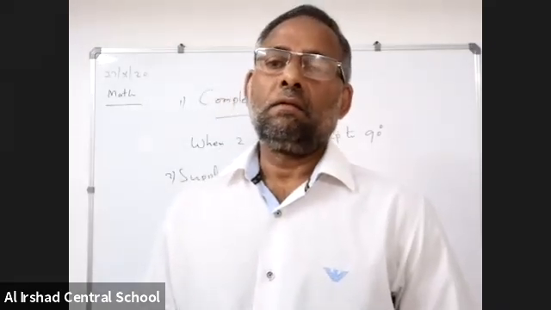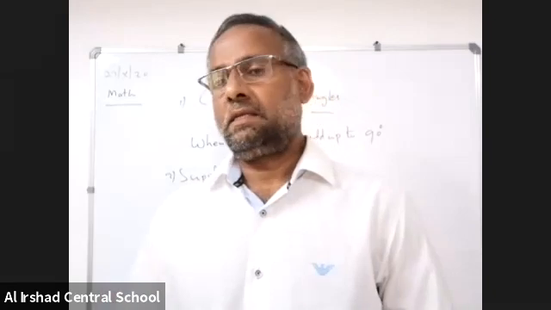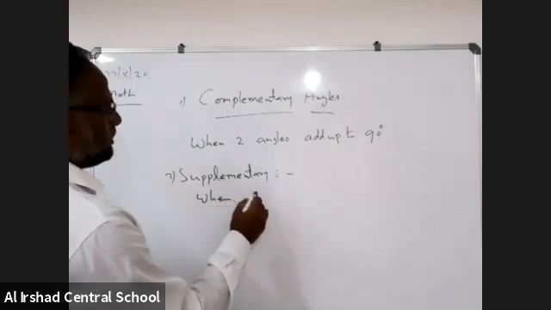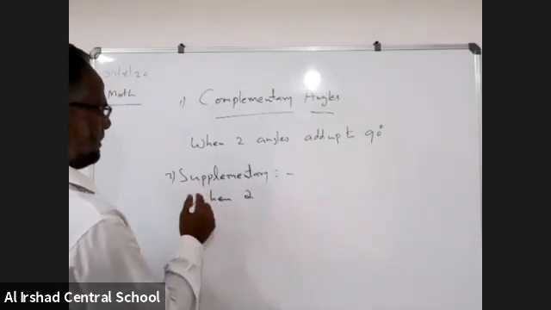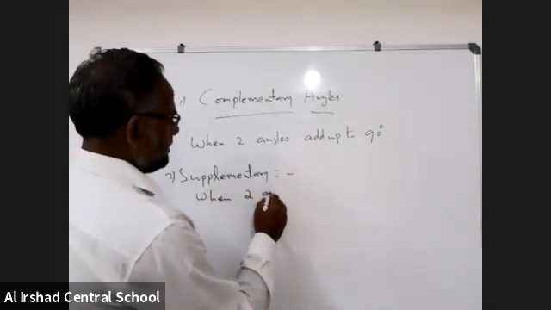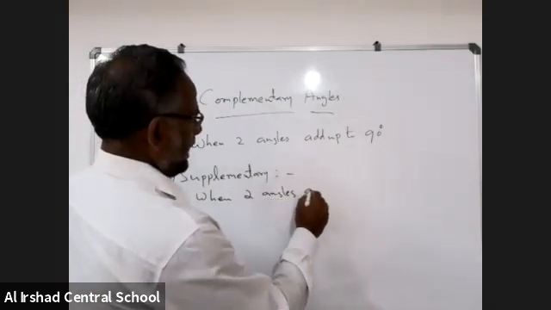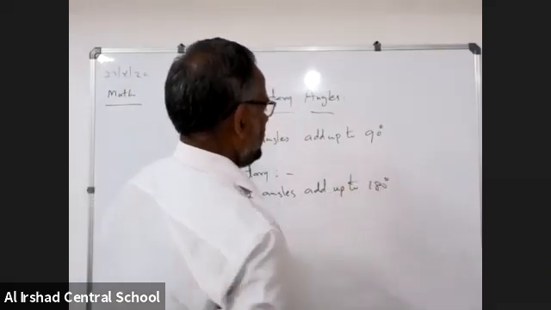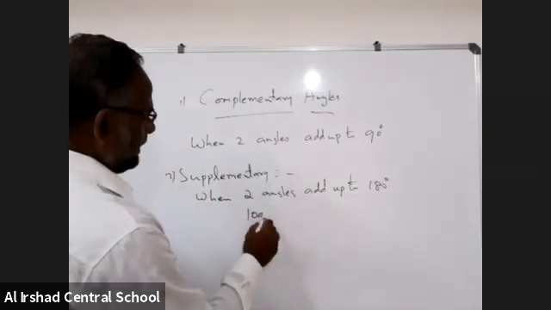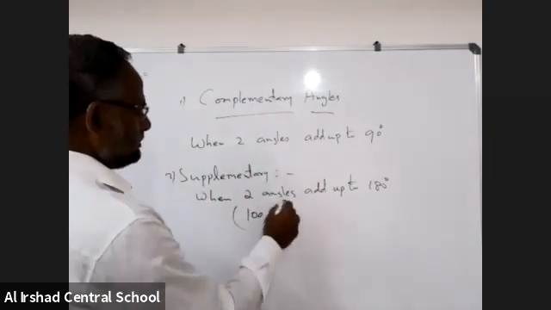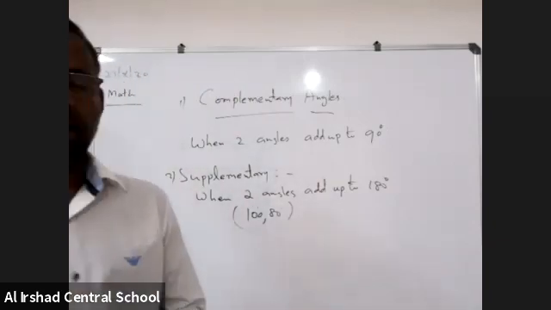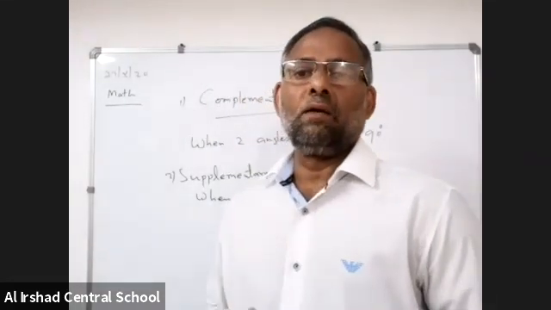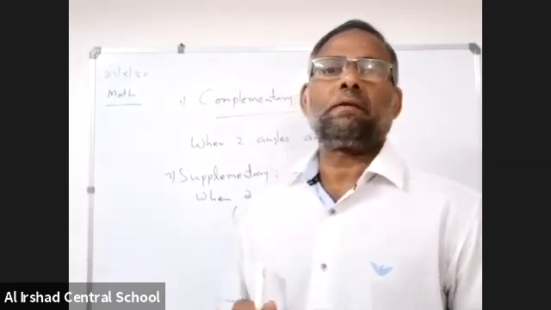Example, 120 and 60, like that. Supplementary angle: when two angles add up to 180 degree. Example, 100 degree and 80 degree, and many examples. Here also we can say 90 plus 90 is 180 degree. So you are the angle which is equivalent to your supplement.